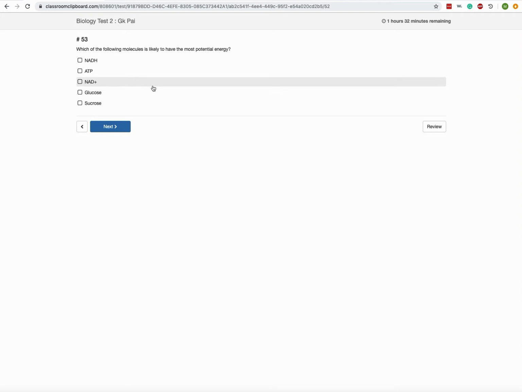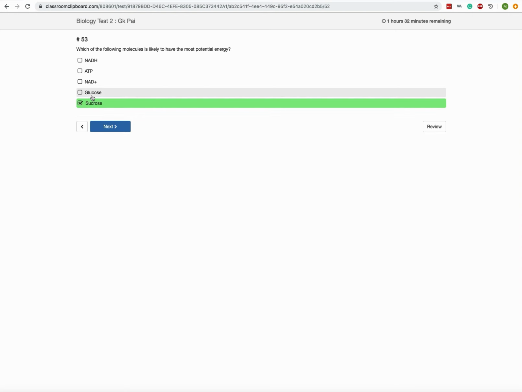Which of the following molecules is likely to have the most potential energy? That would be sucrose, because sucrose is a disaccharide, so it's going to have the most. Glucose would have the most after that, but sucrose would have about twice as much as glucose.